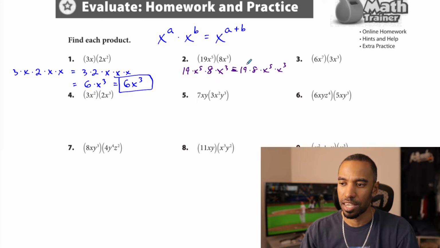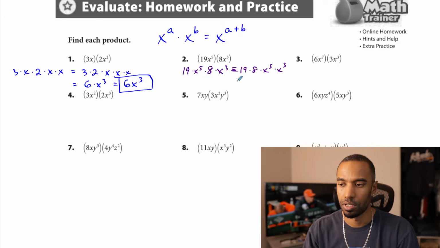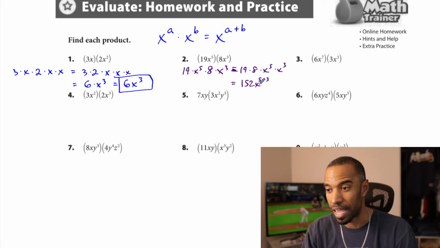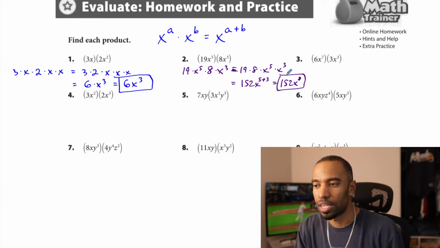Now 19 times 8 is 152. And x to the 5th times x cubed, what I'm going to do is add the 5 with the 3. We're not multiplying the exponents. The exponents state how many x's are multiplying. So that becomes 152x to the 8th power. Again, you're just cleaning that up.